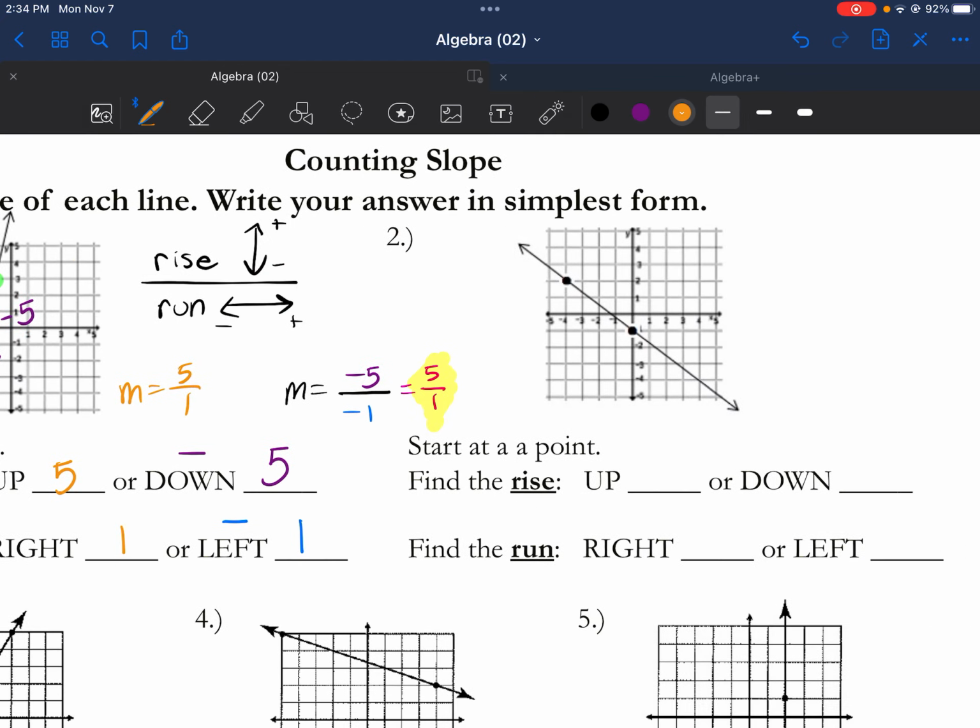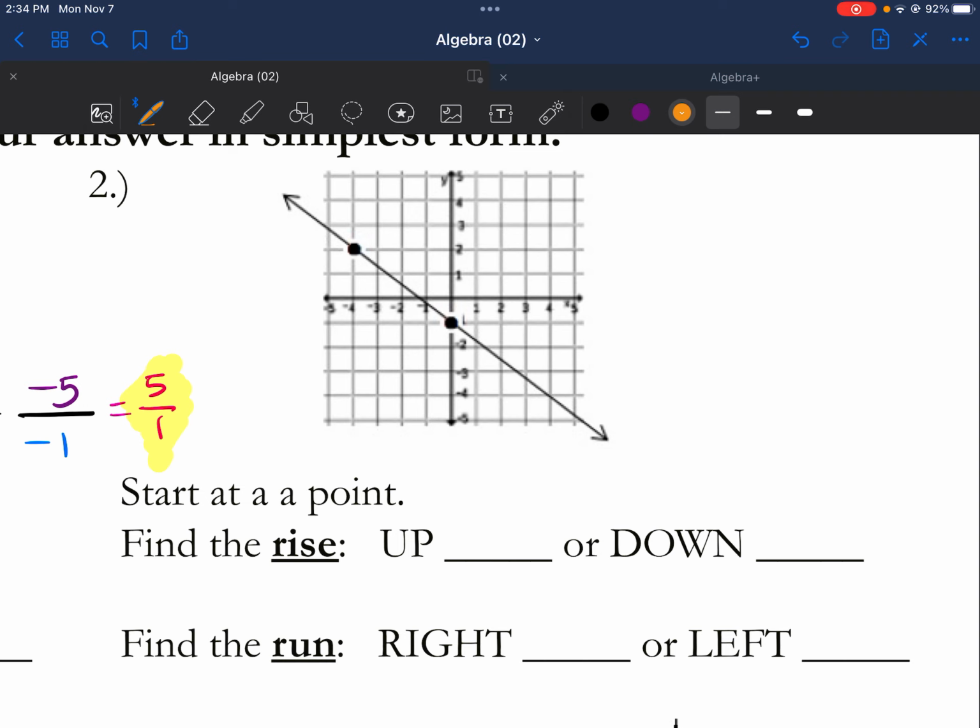So let's try that again for number 2. Let's start at a point. If you want a routine, start at the furthest left point, right? That'll help you to set up a routine. Left point. Let's rise. In this case, we're rising down 3.